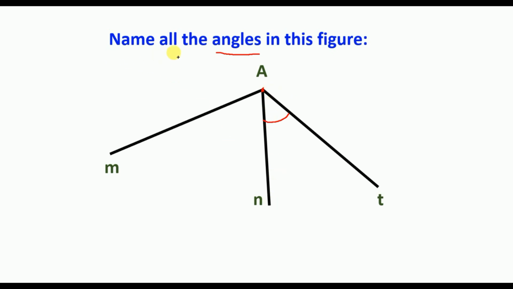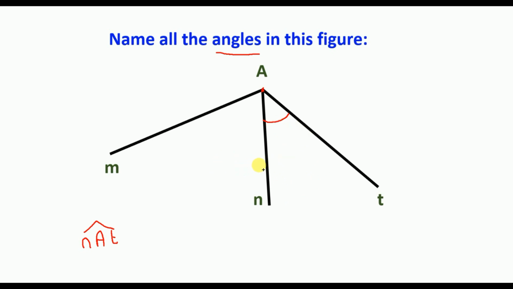But when they ask us to name all the angles, we don't write the name of the same angle in two different ways. We only choose one of these two names. Either we write NAT or TAN. For example, if you choose to name this angle NAT, you don't write TAN. So first angle is named.